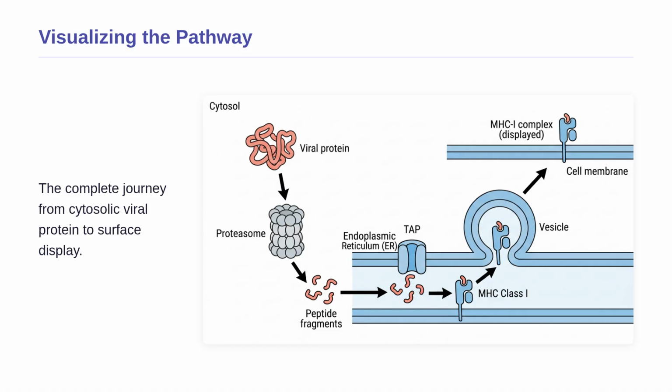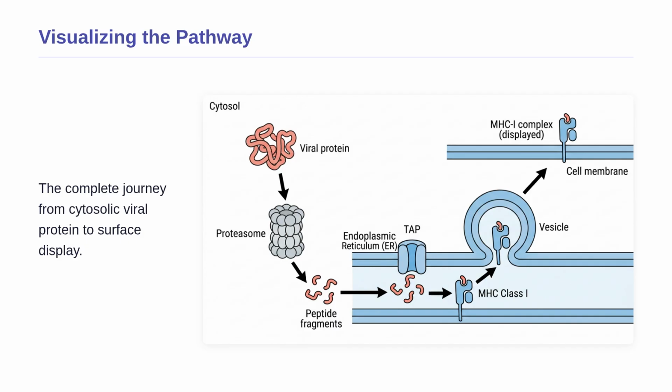Let us bring all these concepts and calculations together by looking at this comprehensive diagram of the pathway. On the left side, in the cytosol, you can see the folded viral protein. Follow the arrows as it enters the cylindrical proteasome, where it is shredded into small peptide fragments. Next, look at the membrane of the endoplasmic reticulum. You will see the TAP transporter acting as a channel, actively pumping those tiny fragments inside.